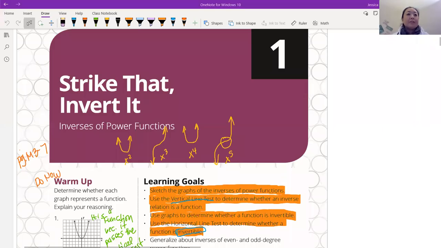Hi, everyone. So we are on the first lesson today, lesson 1 in module 3. That's why it's M3, page 7. M3 meaning module 3, lesson 1. All right, so strike that, invert that. Think about where we'll use it in the lesson, right? So inverses of power functions.